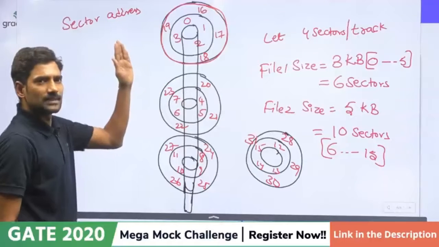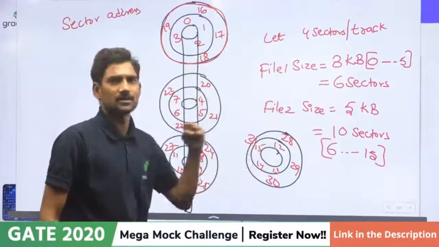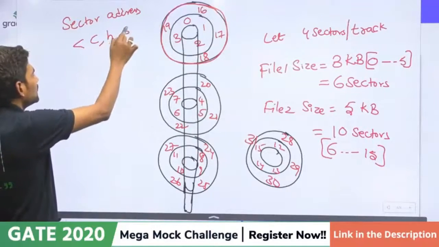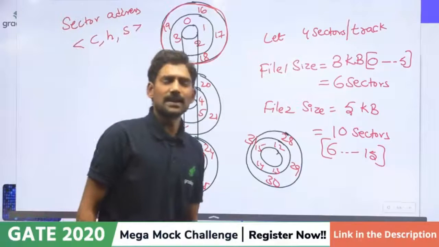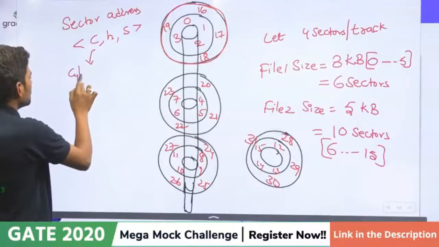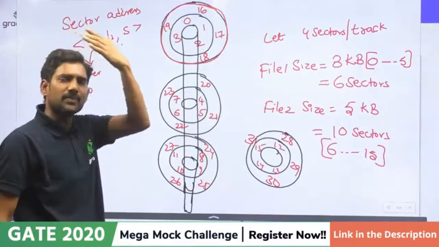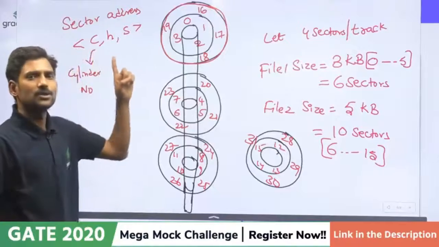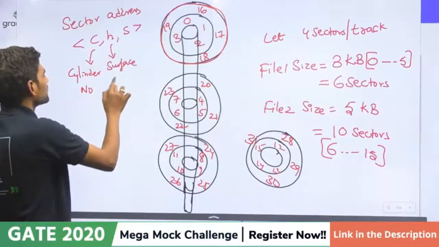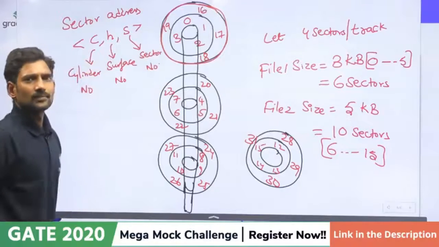Now, please remember sector address. Address is different, number is different. These are the sector numbers. Always, a sector address is represented with 3 values. They are represented as a triplet C, H, S, where C indicates cylinder number. You can make a note of this. H means surface number. S means sector number.